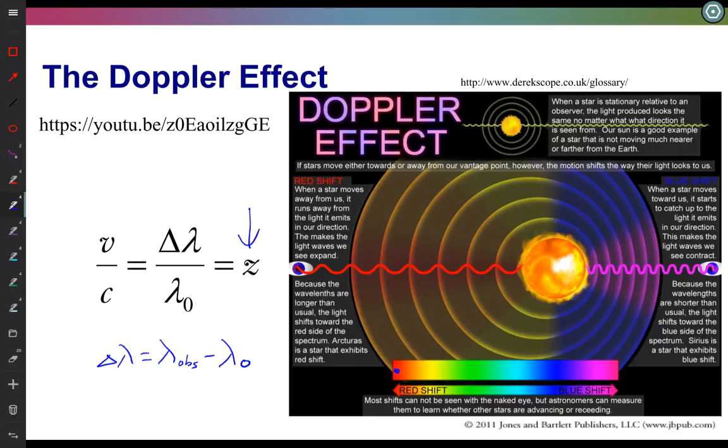So if you calculate that Z number, the Doppler shift number, you can instantly calculate the speed because you have solved this equation for speed. Speed is equal to C. C is the speed of light in vacuum, which for us, we're just going to call 3.00 times 10 to the 8th meters per second, times Z.